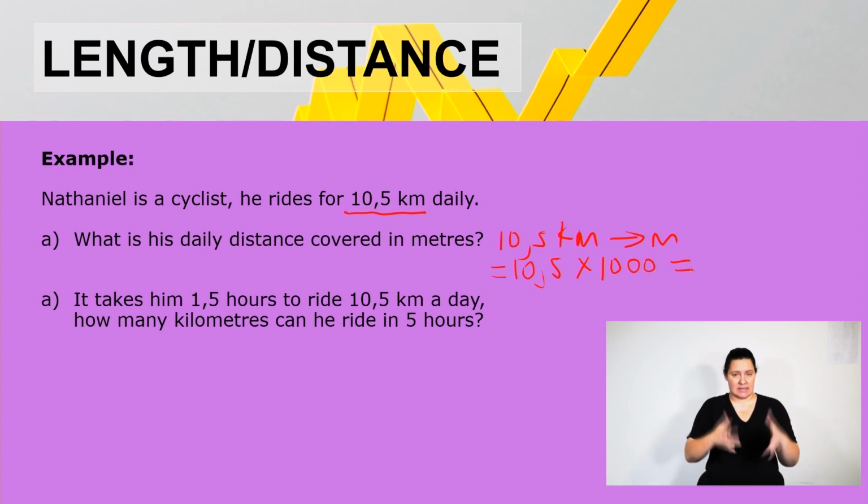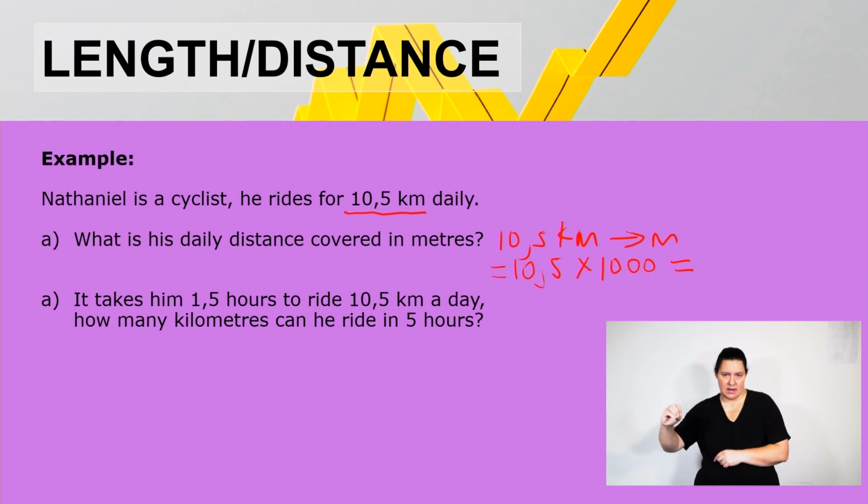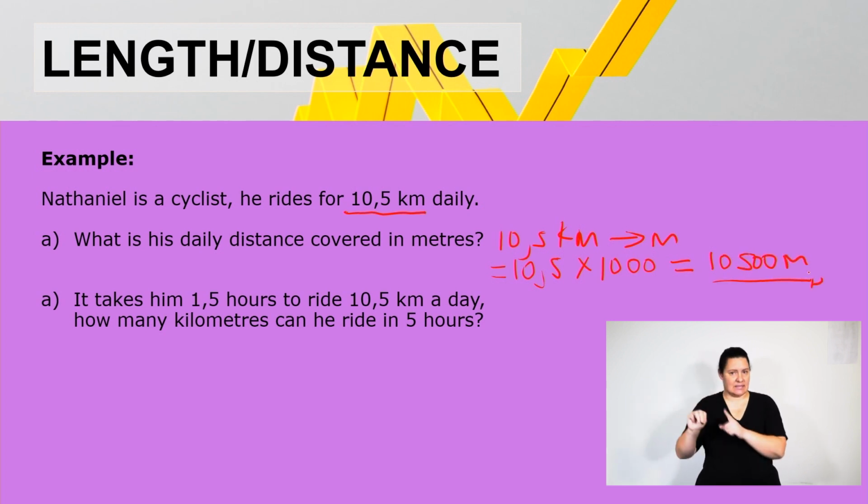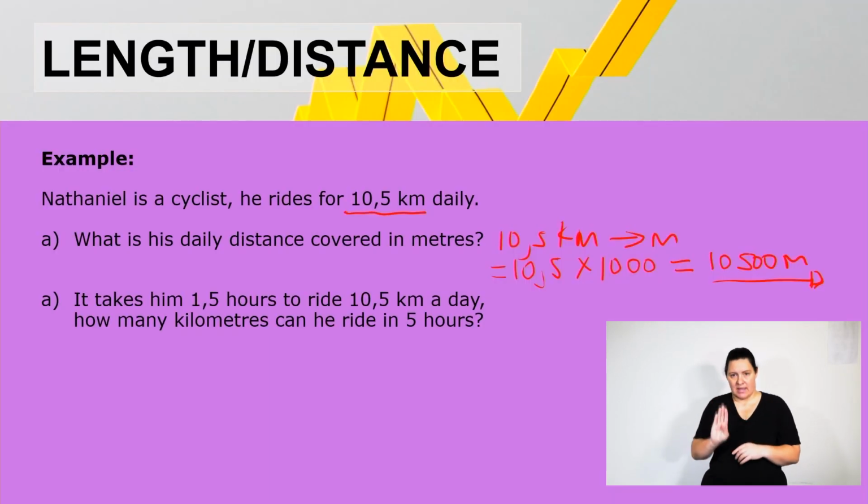Let's use our calculator. We don't want to gamble with marks. So we say 10.5 multiplied by 1,000. This gives us 10,500 meters. We never forget to include the units. As in the exam, we always get those 1 marks, which can change the level that we are going to get in the exam. Let's look at number B.